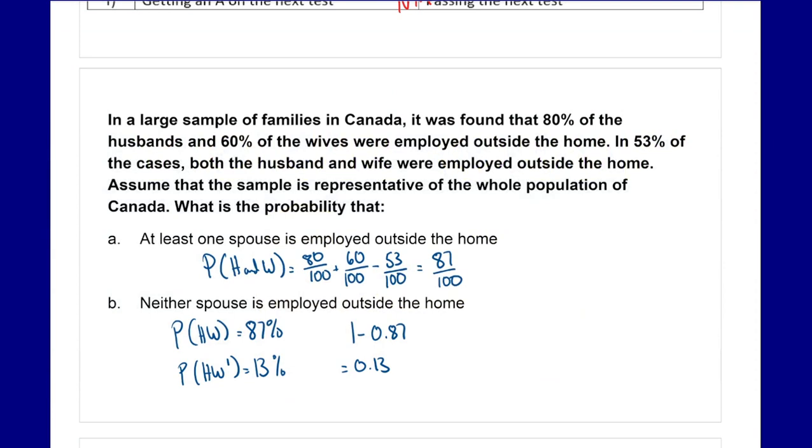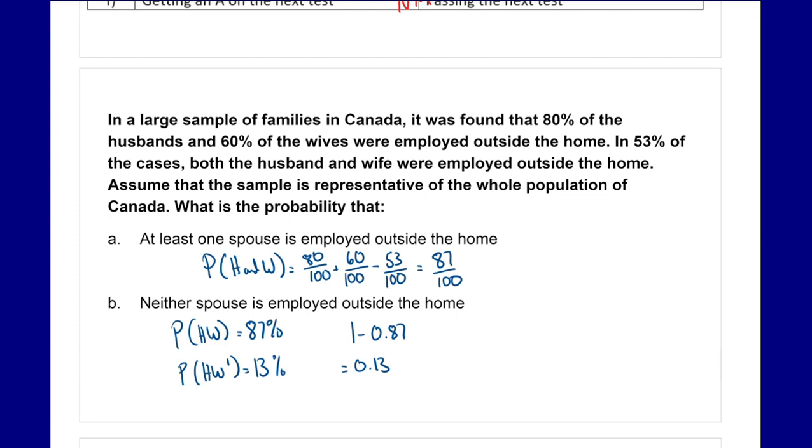So coming back to this question, the probability that at least one spouse is employed outside the home. We take the 80% of husbands and 60% of wives, but then we subtract the overlap, which is the 53% where they're both employed outside the home. So 80 plus 60 minus 53. I put them over 100 to turn it into a fraction, but you could have used the percents on their own as well. And you get 87%. So there's an 87% chance that at least one spouse is employed outside the home.